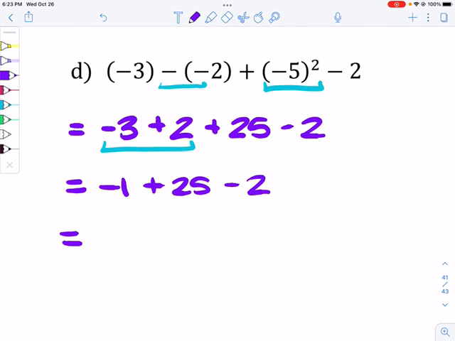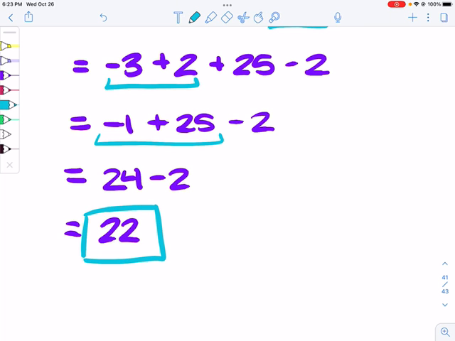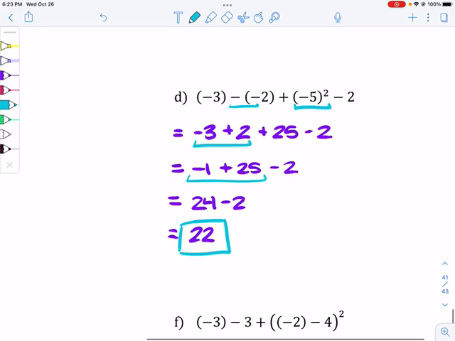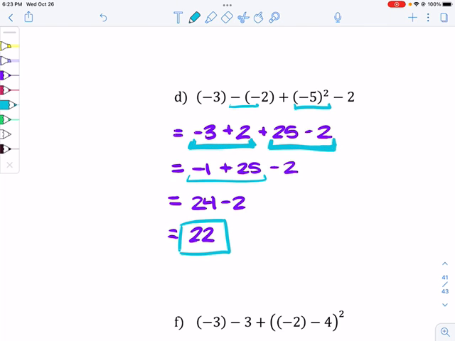Everything else stays the same. Negative 1 plus 25 is 24. And last but not least, 24 minus 2 is 22. So once again, once we get to this step where it's just straight up addition or subtraction, you are able to do a few more of those at once. For example, you could have done negative 3 plus 2 as well as 25 minus 2 and then combine those two values at the end to get our final answer of 22. Or you could take it one step at a time, whatever you feel most comfortable with.